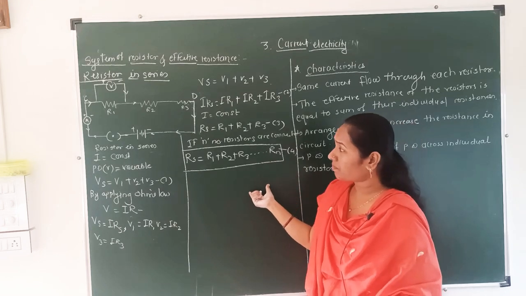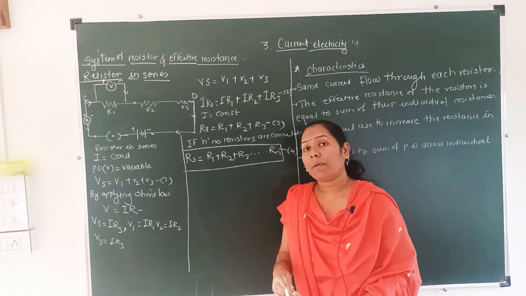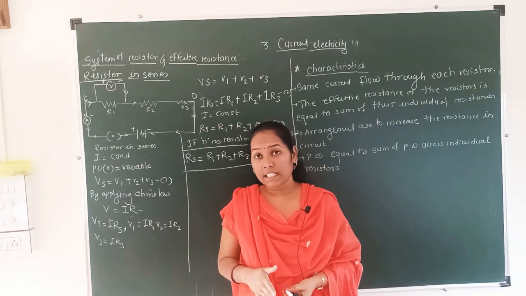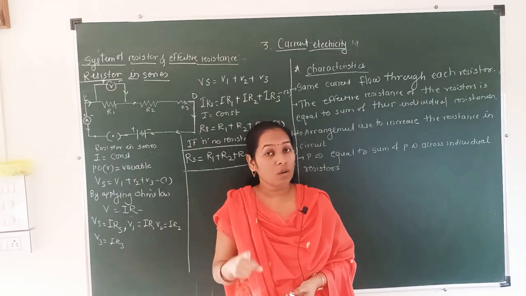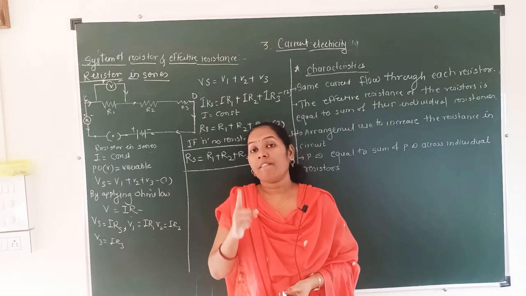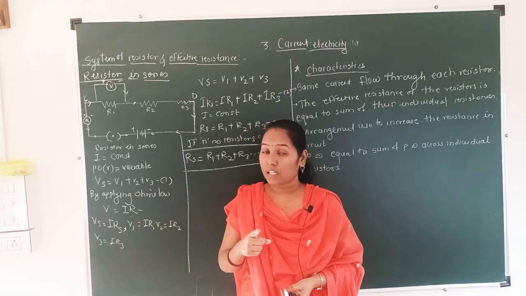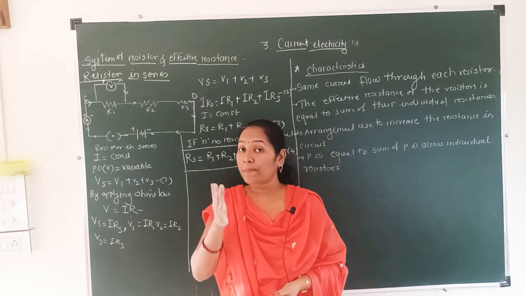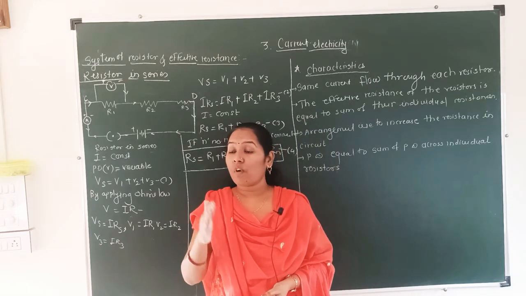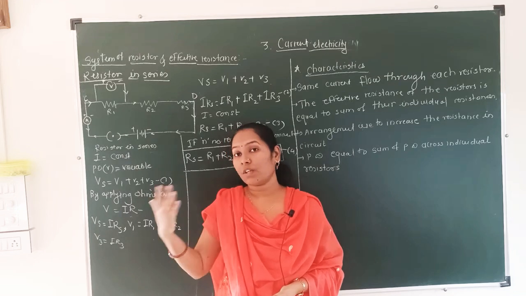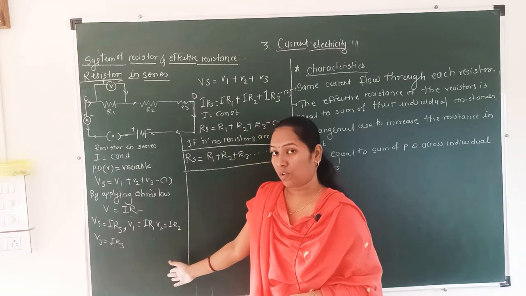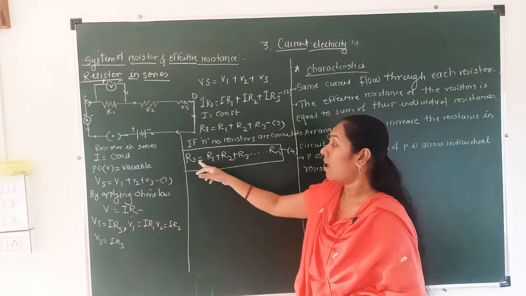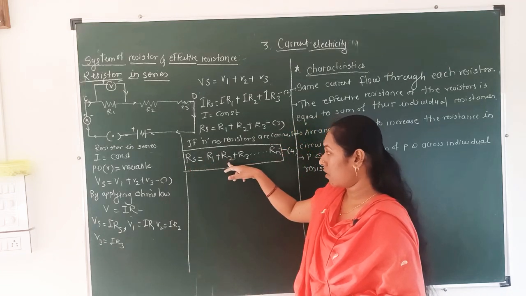Very simple, you just have to remember two things. The first one is that when resistors are connected in series, the current is always constant, and the other is that the potential difference changes. And what is the value of V for Ohm's law? V is equal to IR in this case. This equation shows the resistors in series, Rs is equal to R1 plus R2 plus R3 up to Rn.